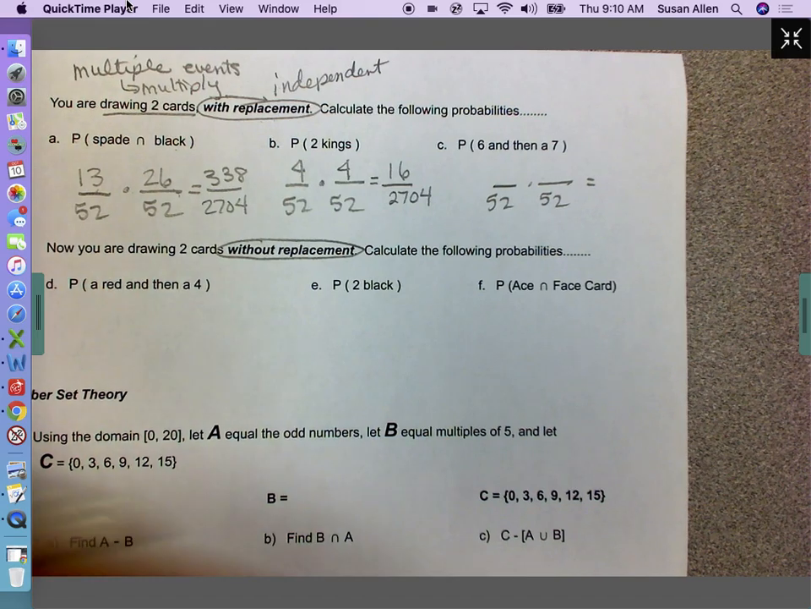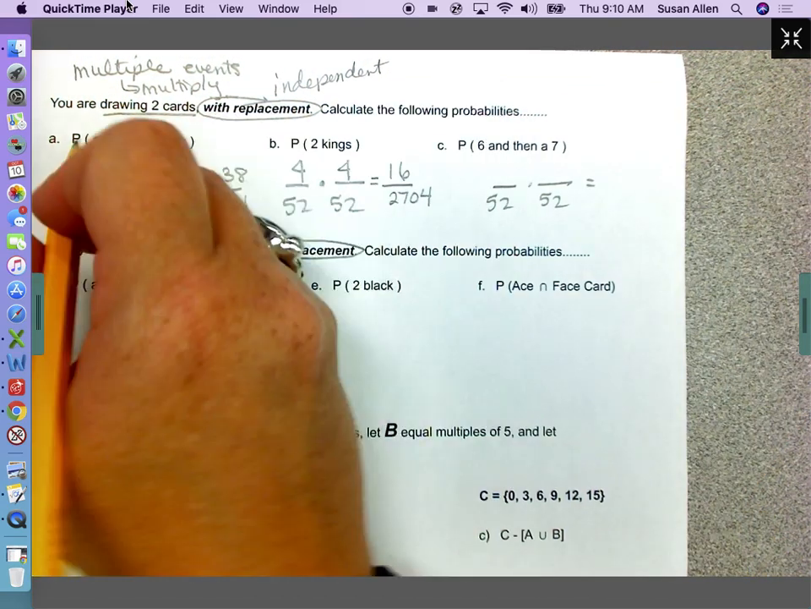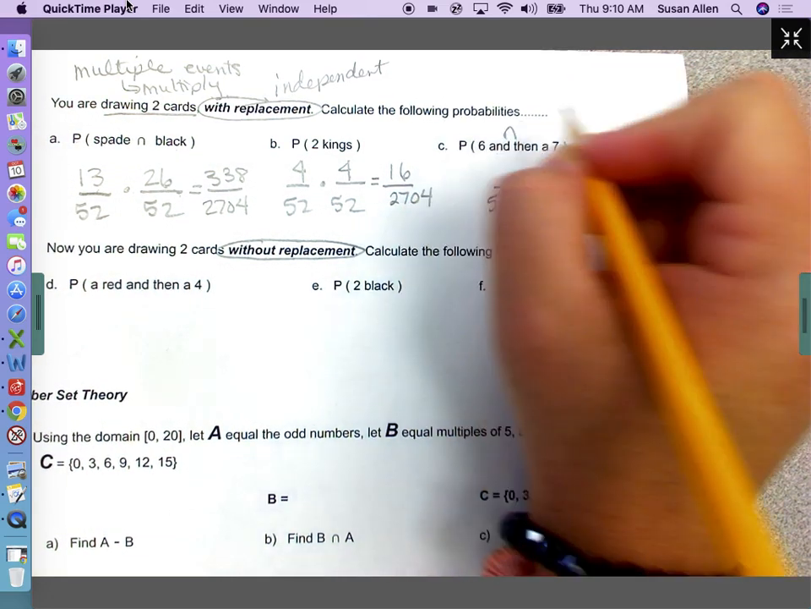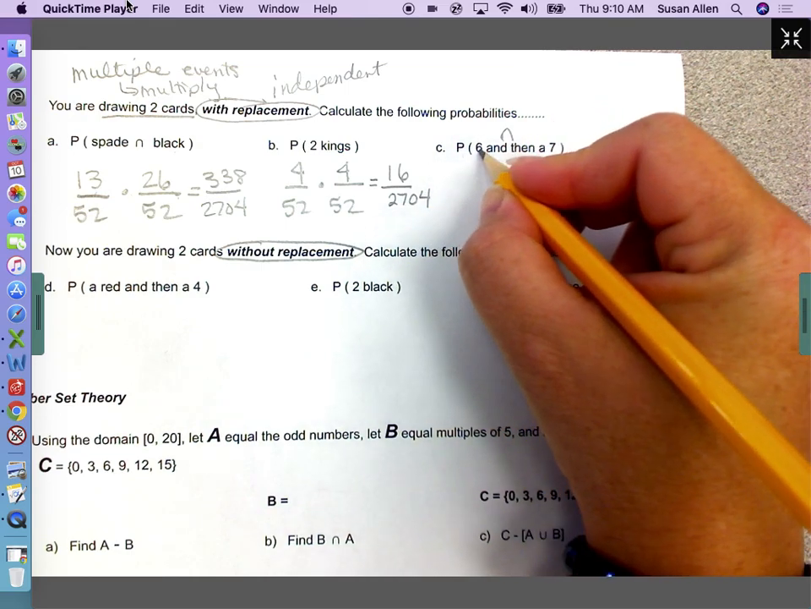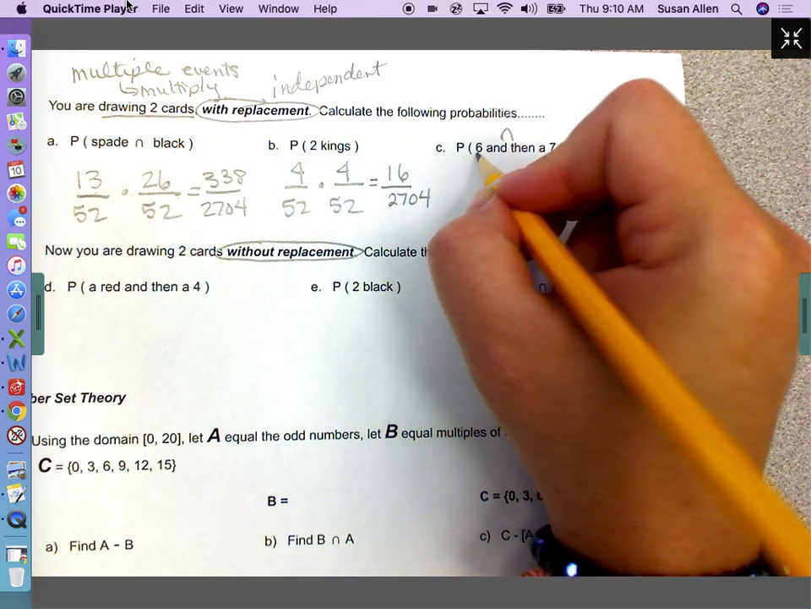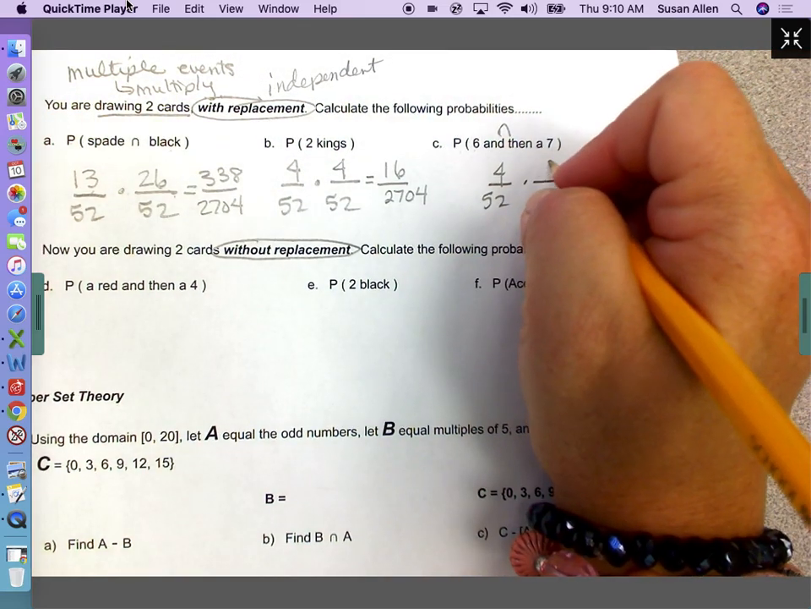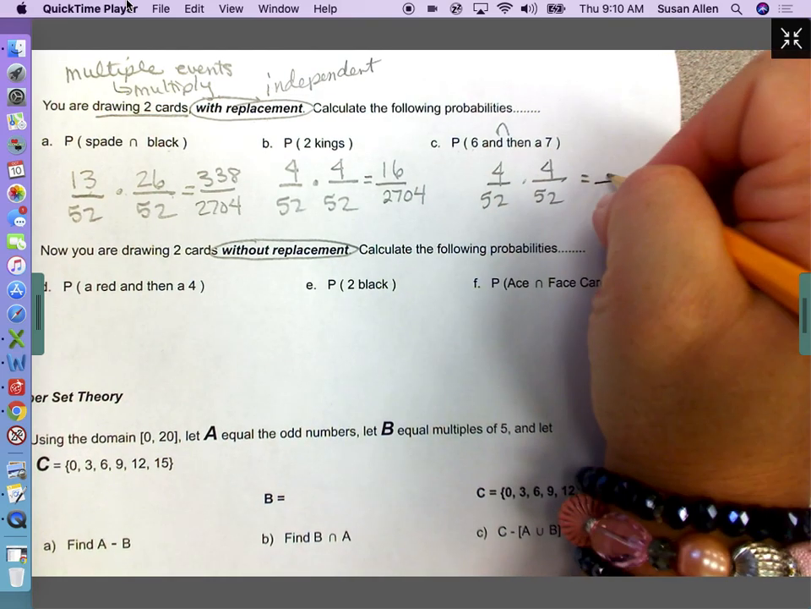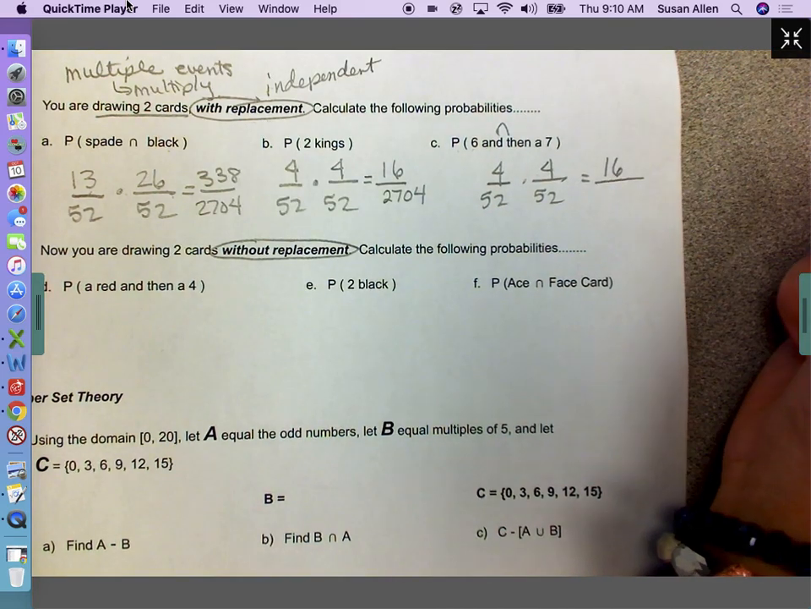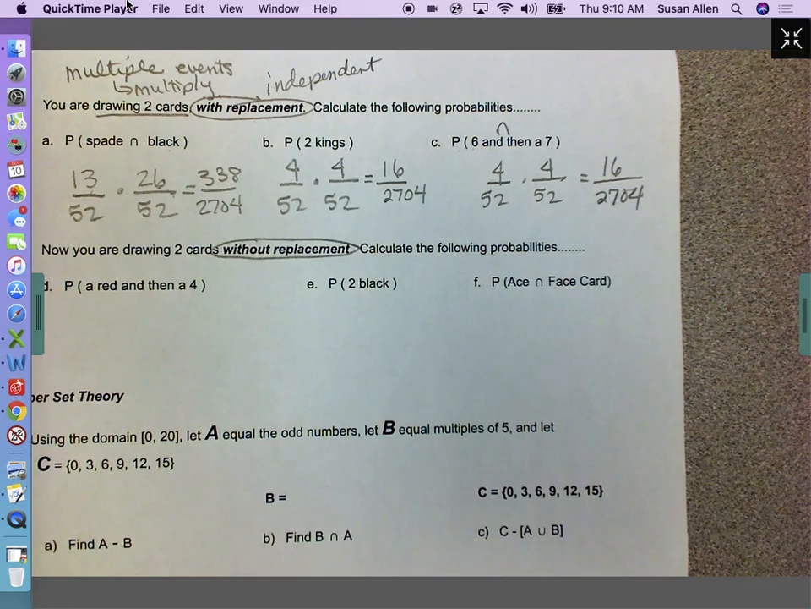Next, drawing a 6 and then a 7. So this is still an intersection, still going to multiply. So there are how many possible outcomes where we can draw a 6? 4. There are how many outcomes where we can draw a 7? A 4. 4 times 4 is 16. 52 times 52 is 2704.